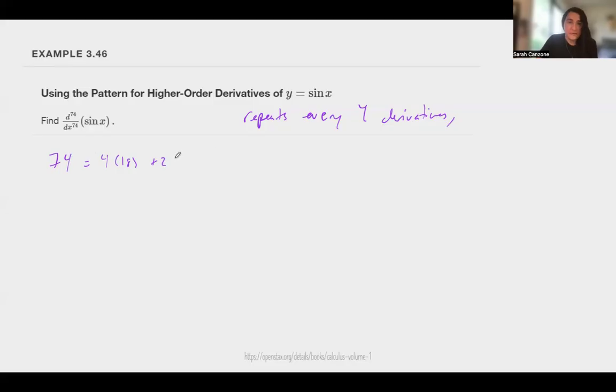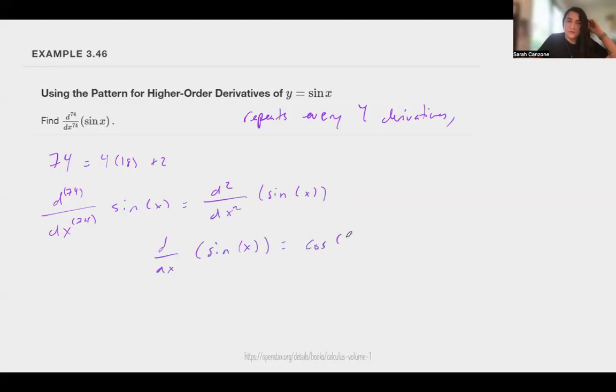And so by rules of exponents, we can actually just take the second derivative of sine. So we can say the 74th derivative, and this should have parentheses around it, of the sine of x is actually just equal to the second derivative of the sine of x, which is really easy. So we can go ahead and compute that. The first derivative of the sine of x is cosine of x, which tells us that the second derivative of sine of x is the derivative of this, which is negative sine of x.